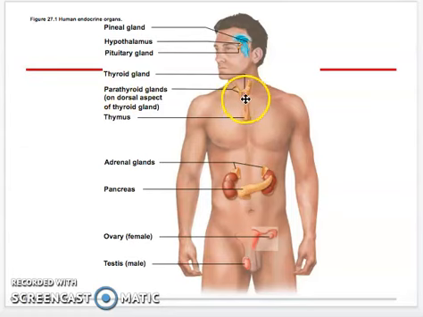Just over the chest we have the thymus. Down here over the kidneys are the adrenal glands, and in between the kidneys is the pancreas. And then we have the ovaries and the testes.